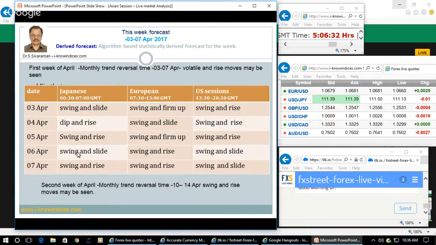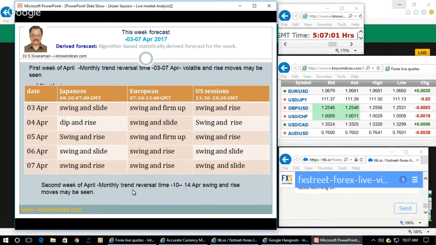But later on, you will find on Thursday, they will make the swing and slide during the Japanese as well as the US session. And European session, they may hold or rise nominally. Then on Friday, they are expected to make the swing and rise during the Japanese and the European session and slide during the US session. So you'll really get confused why the market is behaving like this.